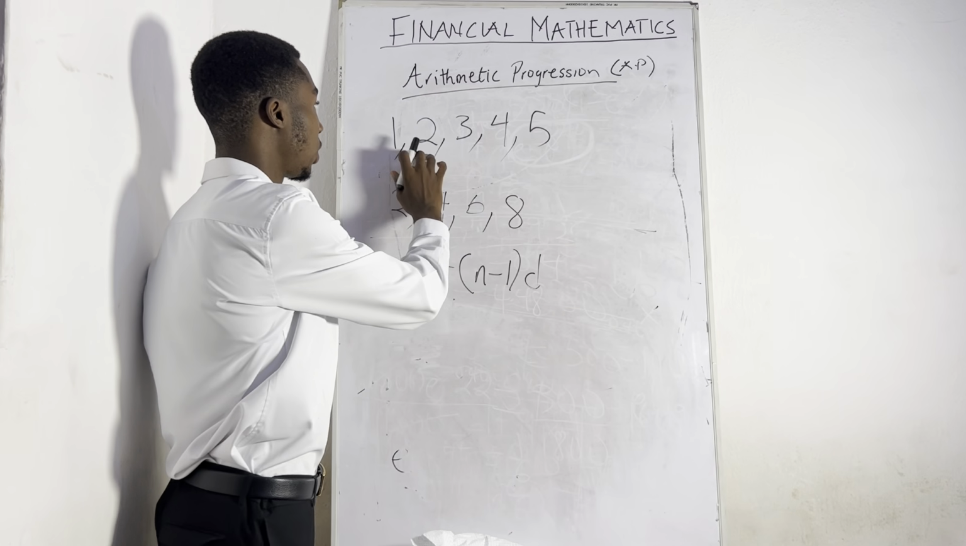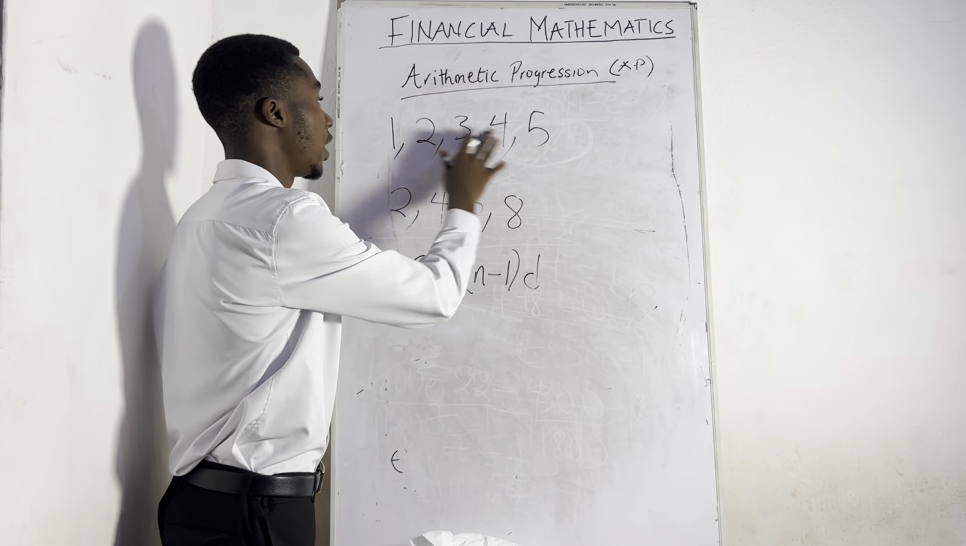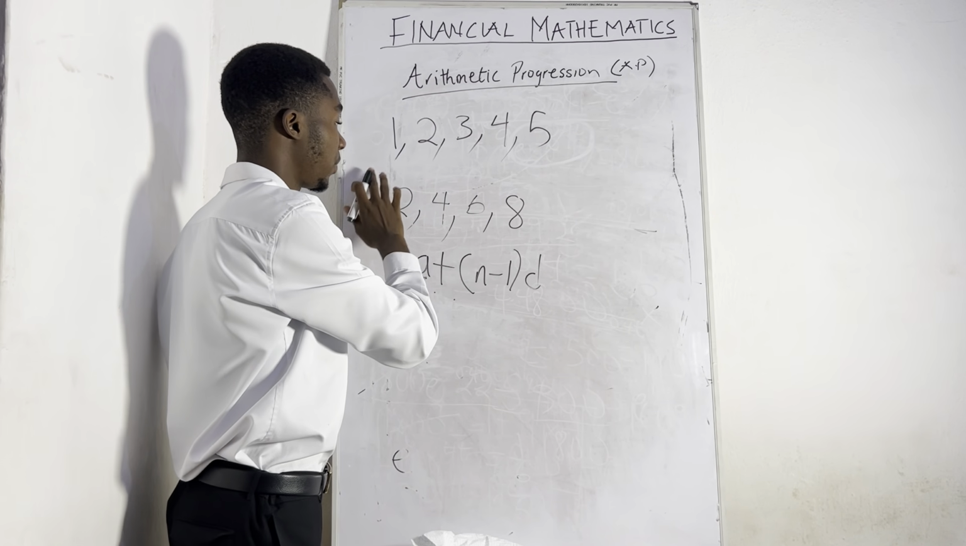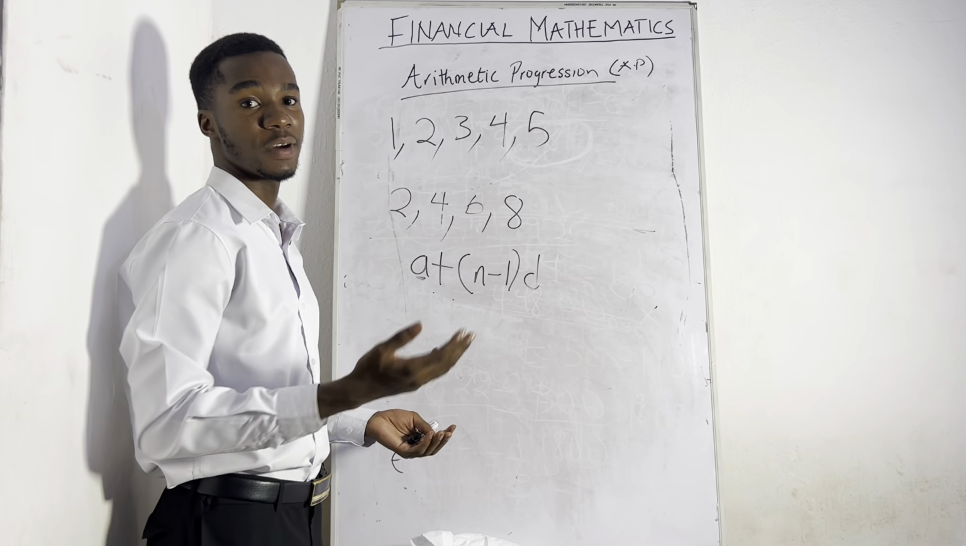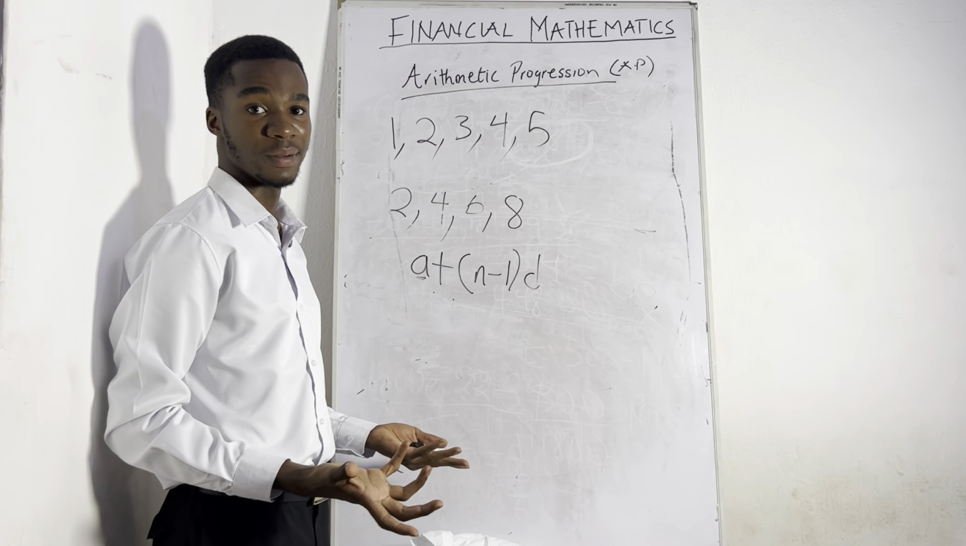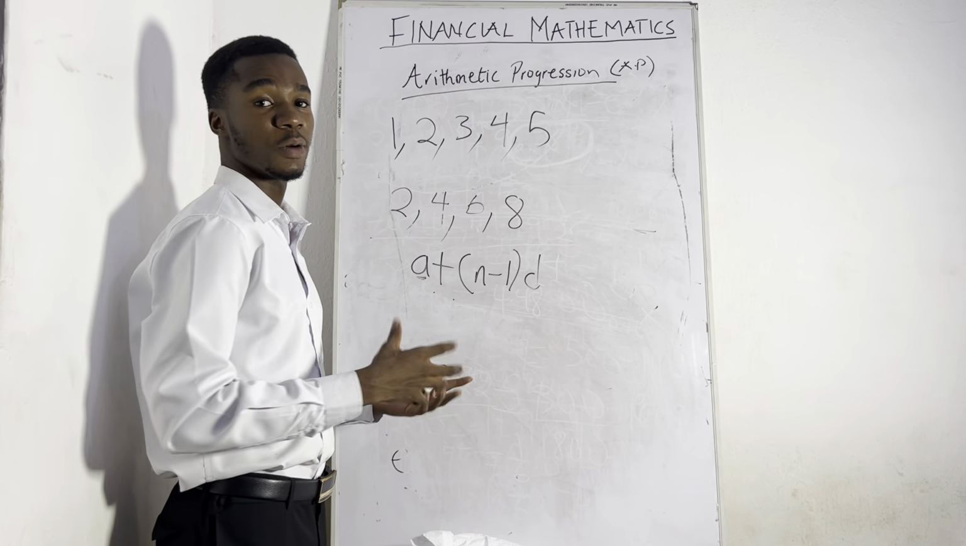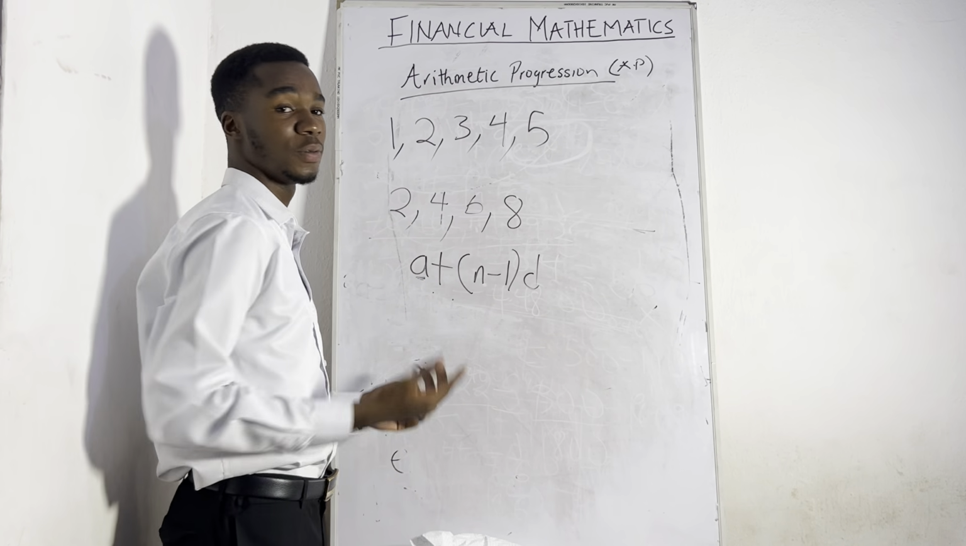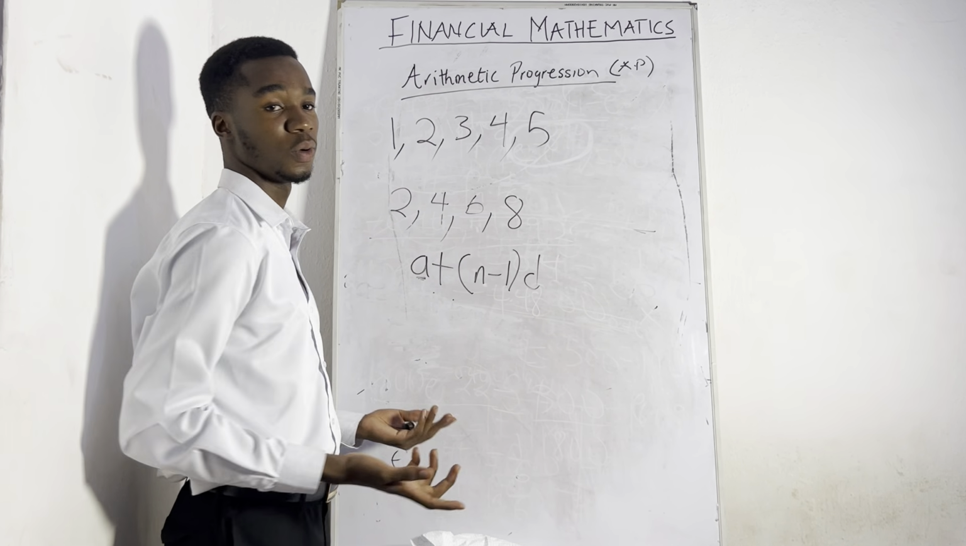This one we have 1, 2, 3, 4, 5, so our A will be 1. Always the first term. Then n is the term you are finding for. So if you are finding for the 20th term, the 30th term. Assume the question says you find for the 30th term, then our n will be 30. If the question says you find for the 5th term, our n will be 5. The 4th term, our n will be 4. That's it.